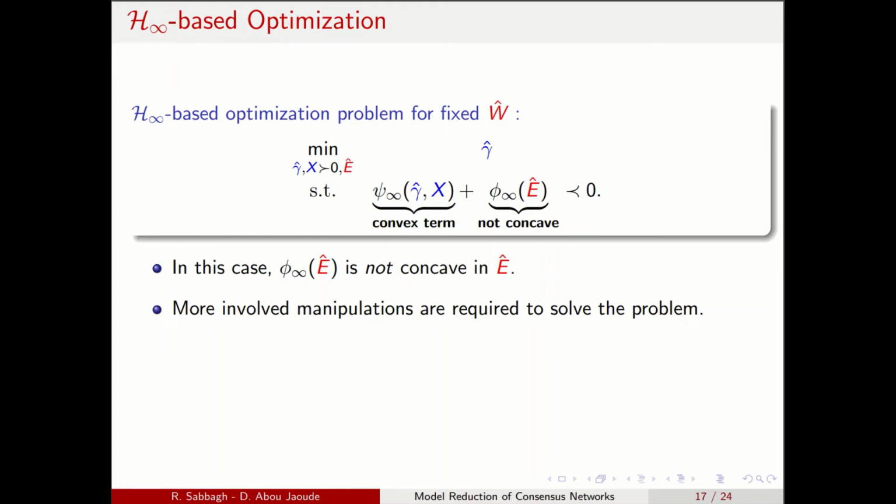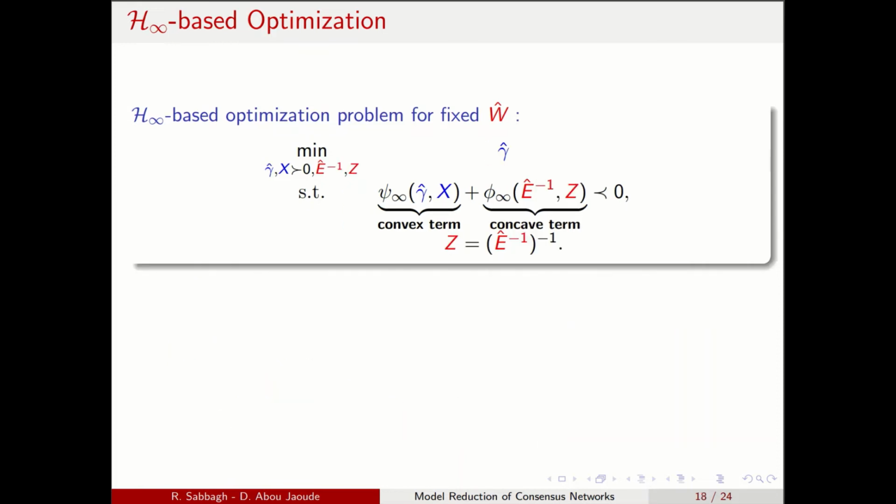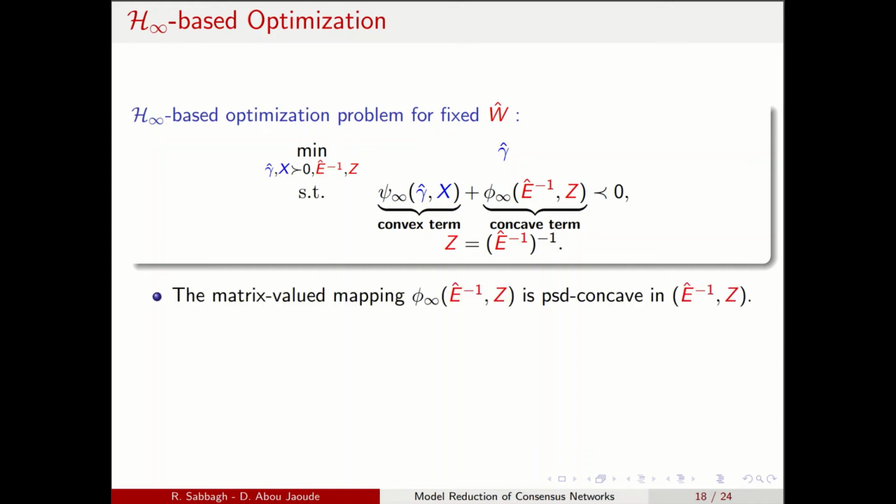Specifically, the structure of this inequality constraint function can be leveraged by doing two things. First, treating E hat inverse as the optimization variable instead of E hat. And second, introducing an additional matrix-valued variable Z set equal to E hat. By performing these steps, the problem is reformulated as shown with the added equality constraint. And in fact, in this reformulation, phi infinity is concave in its arguments. And so the inequality constraint function is now expressed in a form that can be handled by iterative linearization as previously discussed. However, there remains to deal with the added equality constraint, Z equals E hat inverse inverse, which is not linear in the optimization variable E hat inverse.